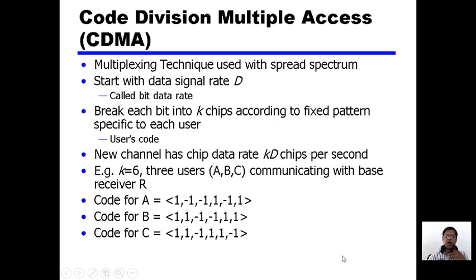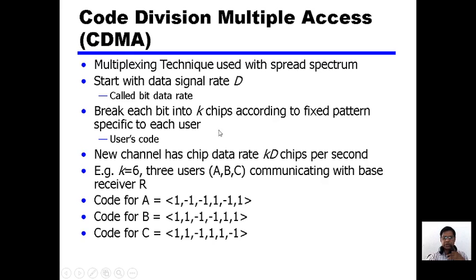Okay, code division multiple access, CDMA, how it is going to use this. FHSS. So multiplexing technique used with spread spectrum. Multiplexing technique is used for spread spectrum. Start with data signal rate D. Okay, data signal rate D is starting. Okay, and see, 10110, the third bit or fourth bit. So it is going to start with maybe the third bit or fourth bit, maybe 1 bit or like that. Okay, that is called bit data rate. It is also called a bit data rate.